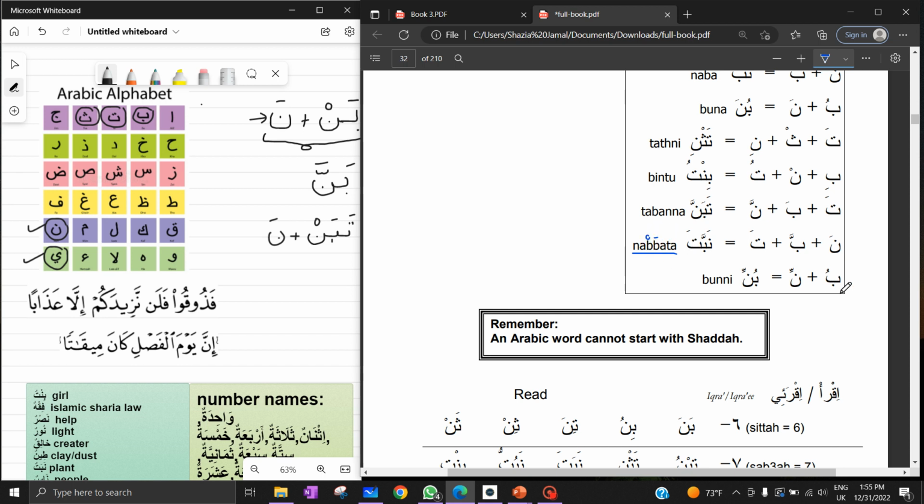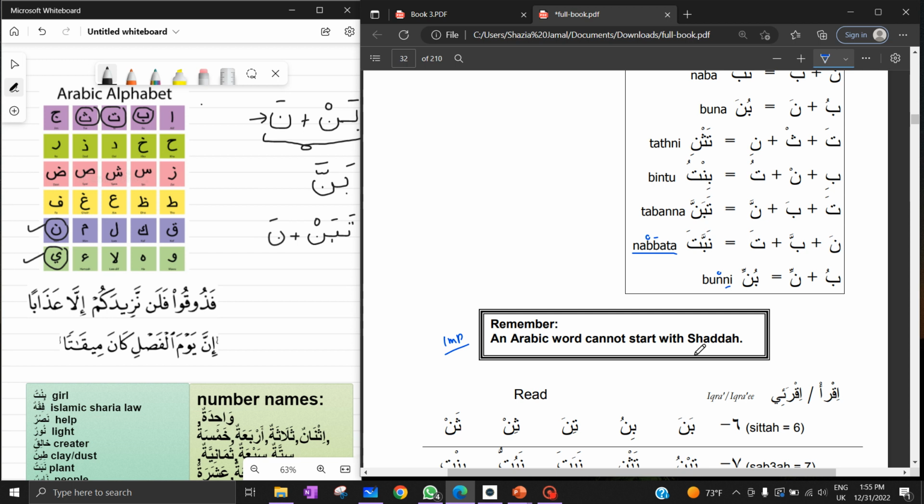Nabbata. Ba dhamma, noon sukoon, and another noon with kasra, bun ni. The first N will be with sukoon, the second will be with kasra, bun ni. Remember, it is an important point here that an Arabic word cannot start with shadda.